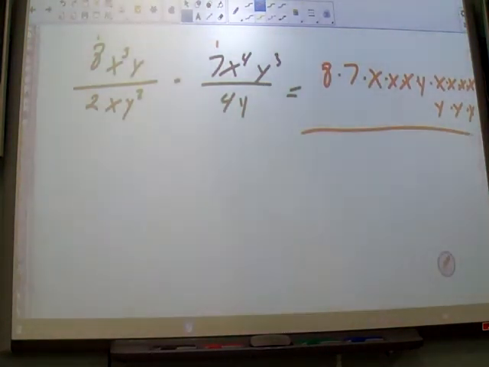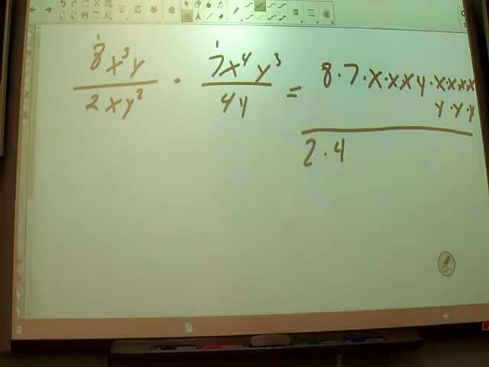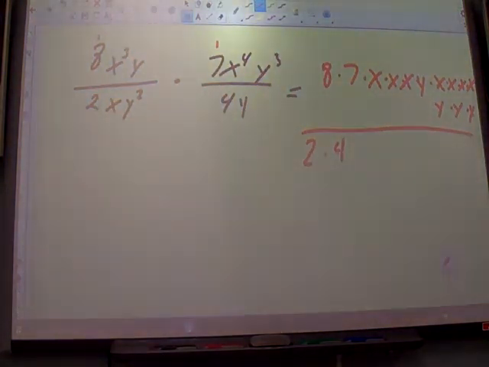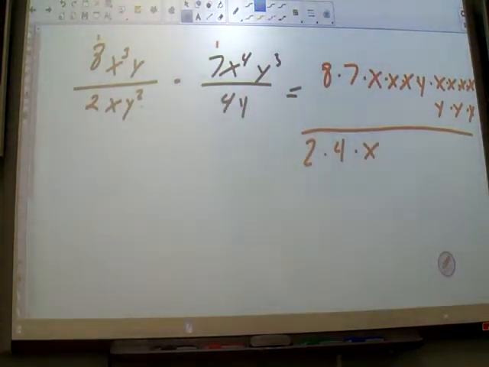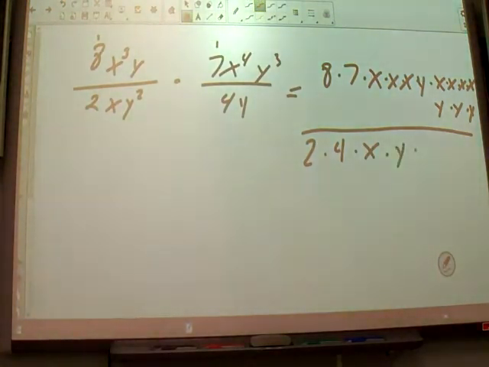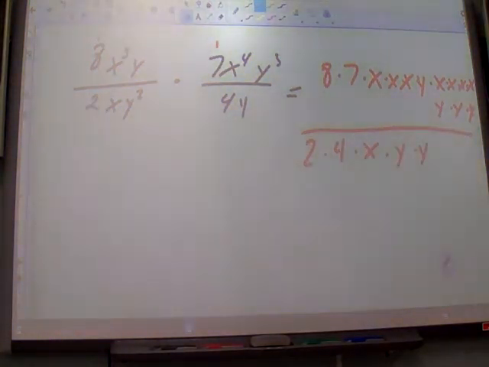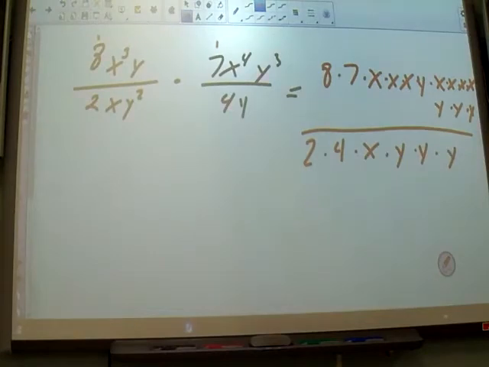So on the bottom, I got a 2 times a 4, my 2 and my 4. Then I got an x. This is y squared, so that means y times y. And then over here with the 4, there's a y, so that's another y.